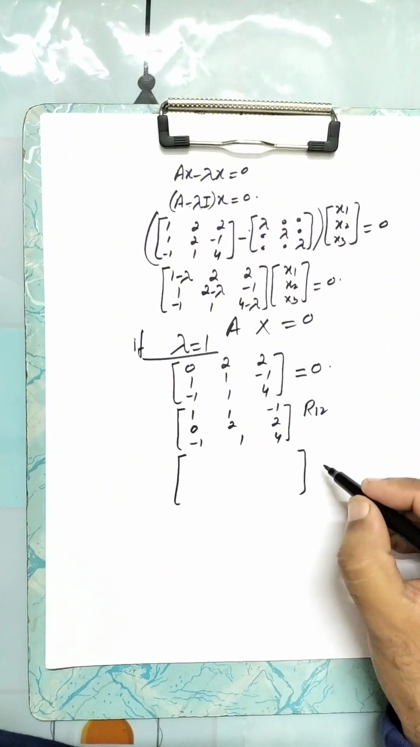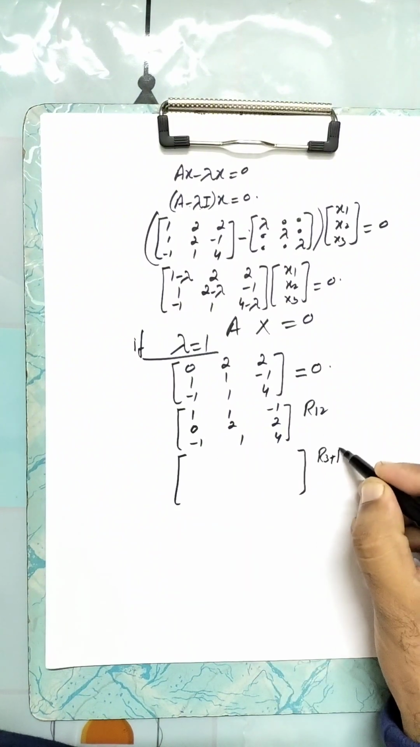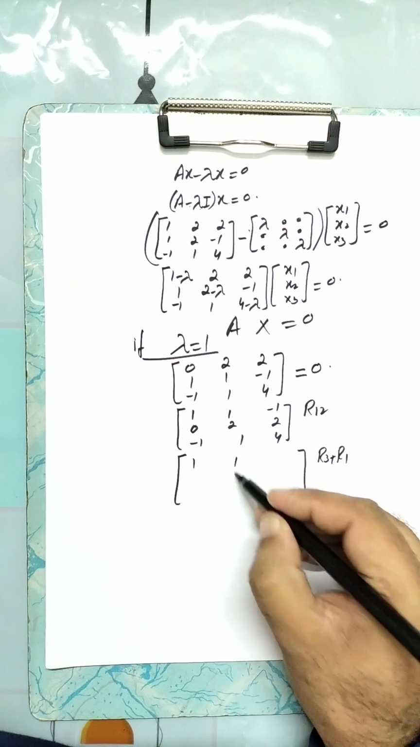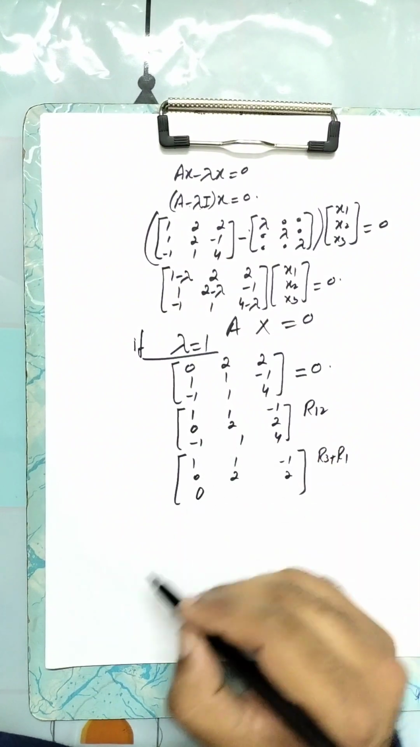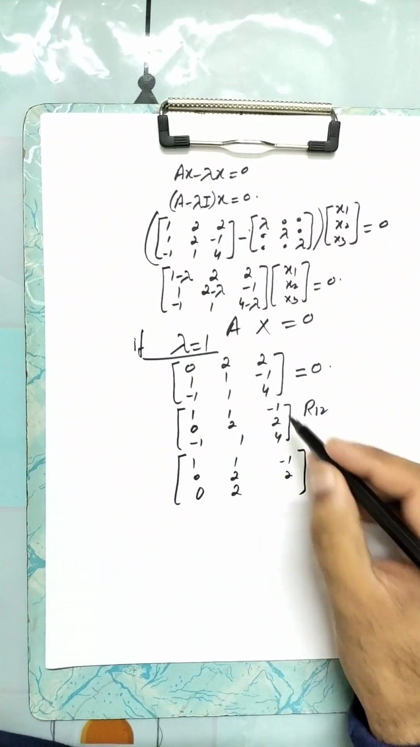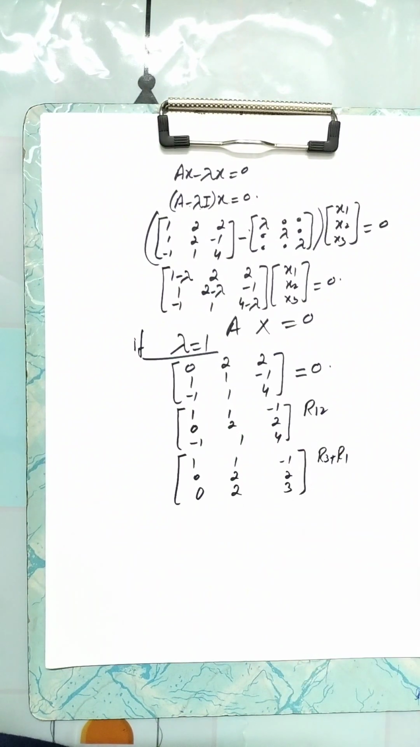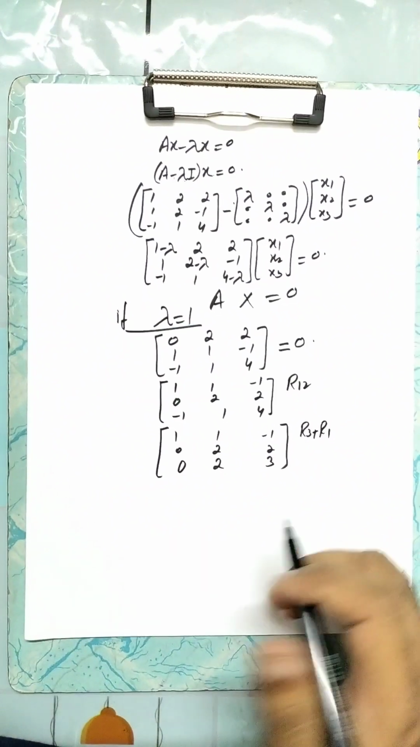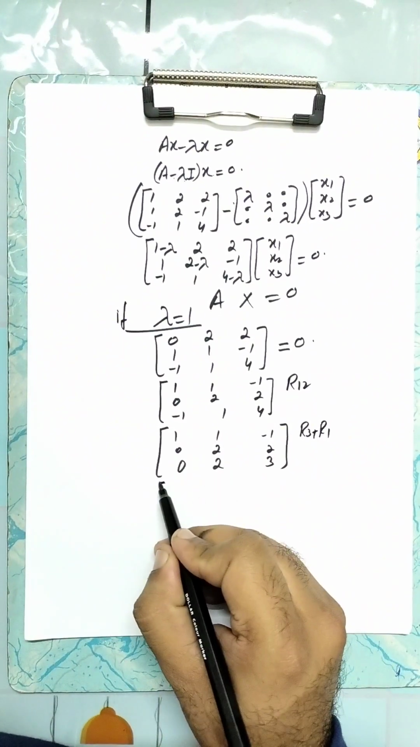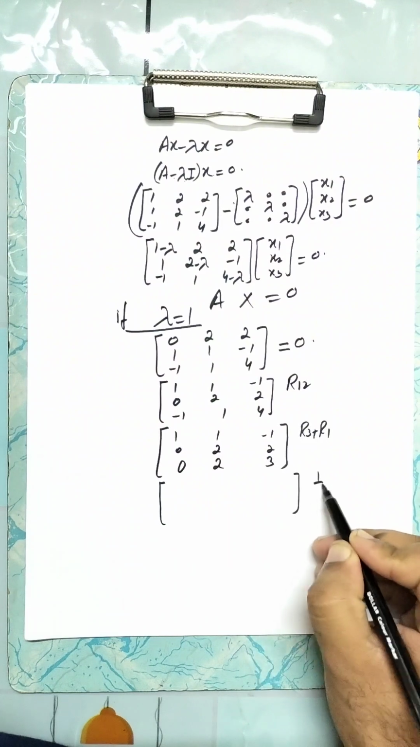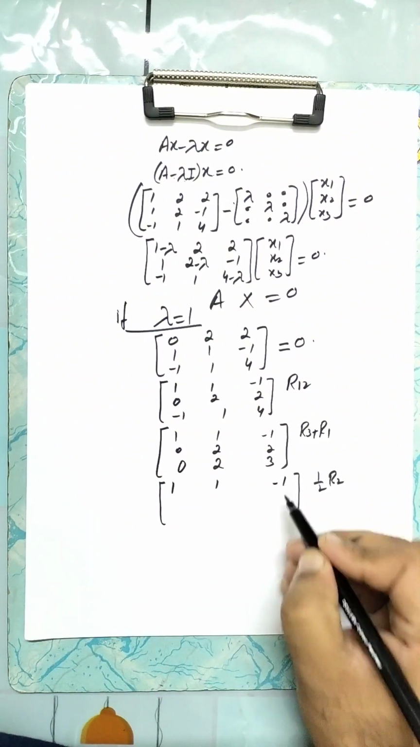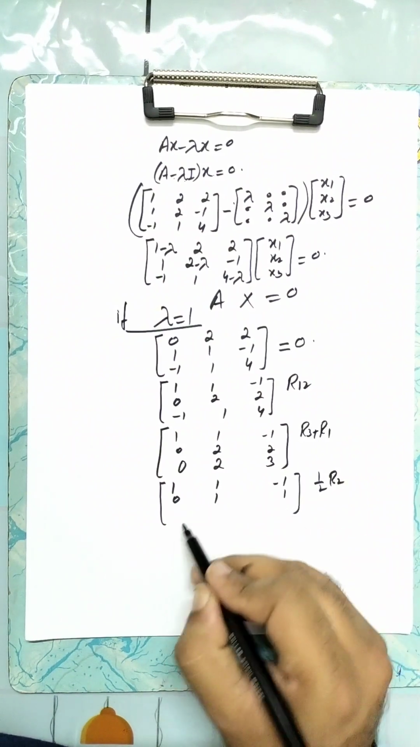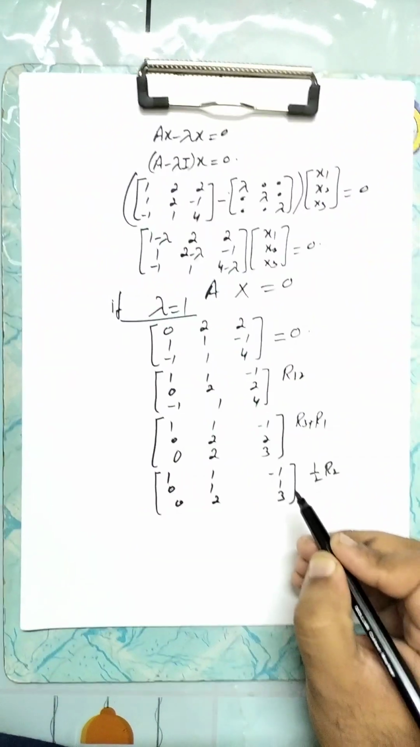So by using the operator R3 plus R1: 1 1 minus 1 0, 2 2 minus 1 plus 1, 0 1 plus 1 2, and 4 minus 1 is equal to 3. So we make the 1 here. So 1 by 2 are 2. So this becomes 1, 1 minus 1, 0, 1, 1 and 0, 2, 3.